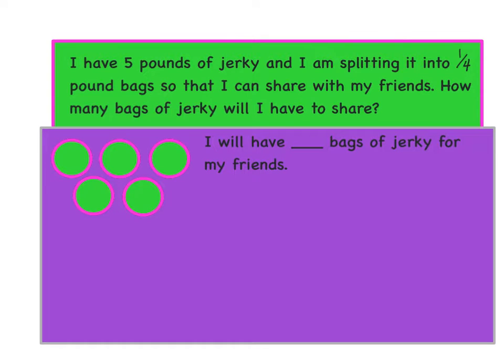Let's look at our first question here. I have 5 pounds of jerky, and I am splitting it into 1/4 pound bags so that I can share with my friends. How many bags of jerky will I have to share? So what I did here was, I'm just going to use circles for the 5 pounds of jerky, and I need to split my 5 pounds. Each of these circles equals a pound.